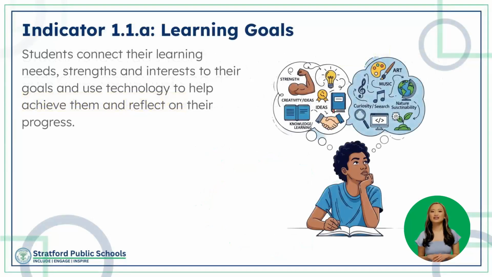Let's begin with our first indicator, 1.1.A. Learning goals. This is all about helping students connect their personal needs and interests to their academic goals. It's about empowering them to answer the big questions. What do I want to learn? How will I get there? And how will I know I've succeeded?